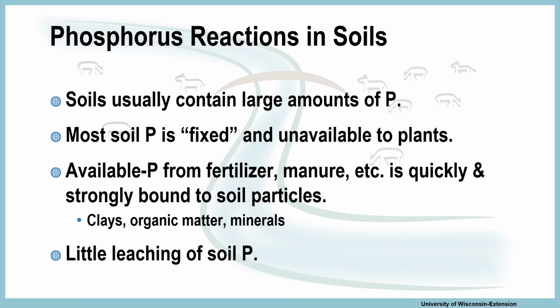So to summarize our discussion on the behavior of phosphorus in soil, 1. Soils usually contain large amounts of phosphorus. 2. Most soil phosphorus is fixed, meaning it is tightly bound to soil particles and unavailable to plants. 3. Available phosphorus from fertilizer, manures, etc. is quickly and strongly bound to soil particles such as clays, organic matter, and minerals. And 4. There is typically very little leaching of soil phosphorus.